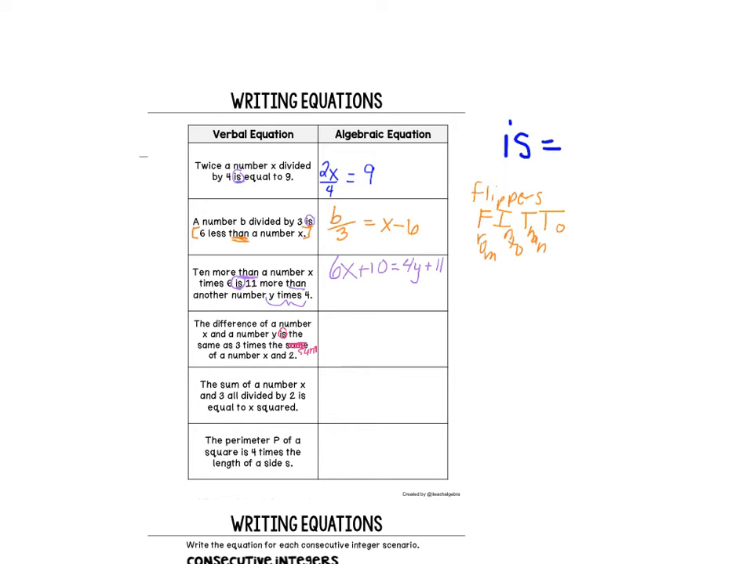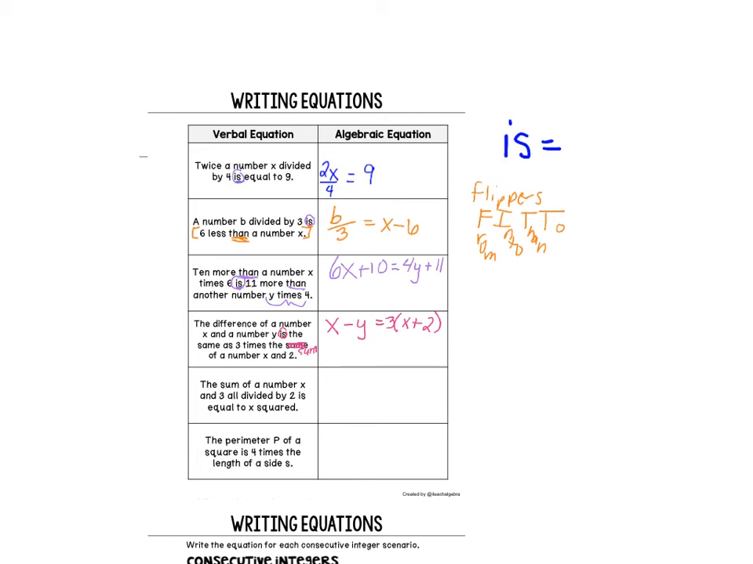So the difference of a number x and a number y, so the difference between x and y, is the same as 3 times the sum. Remember, when we do 3 times the sum, that means we're going to have parentheses with a plus in the middle of a number x and 2. So we should have x minus y equals 3 times the quantity x plus 2. Very good. I hope you're catching on real quick.